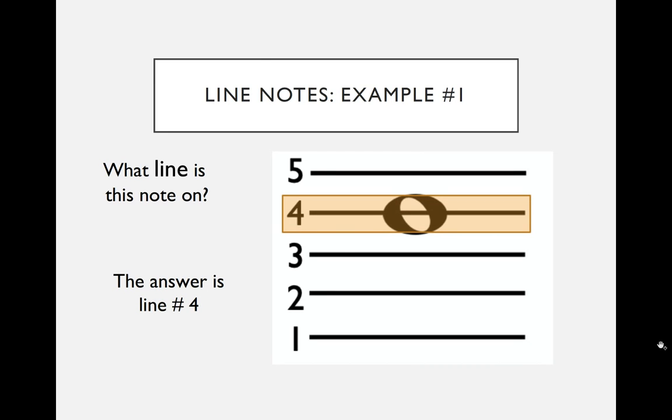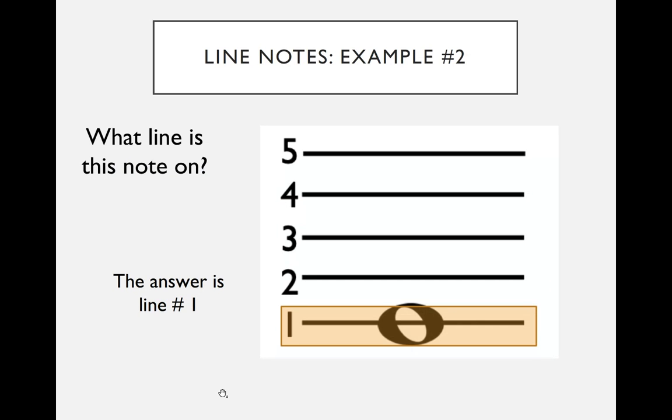Here is an example of a line note. As you can see, I have highlighted for you which line it is on. You start by counting off on the bottom. 1, 2, 3, 4. 4 is where we stop because that's exactly which line this note is on. So the answer is line number 4.